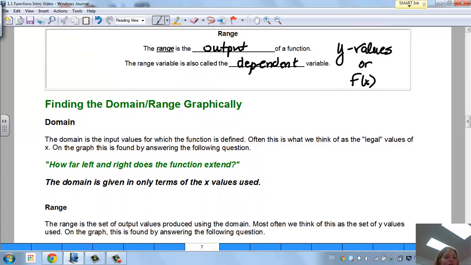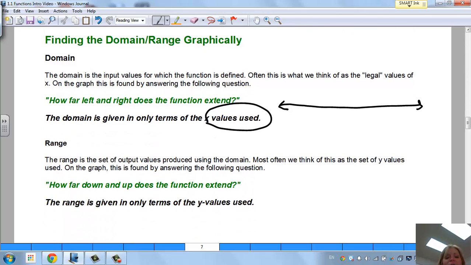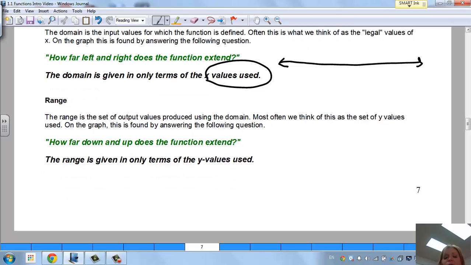Now, when you find the domain and range graphically, basically you're looking at how far left and right it extends, because you're looking at the x-axis because it has to do with x's. So you're looking at how far left and right. The domain is given only in terms of x values. All right. The range is how far up and down the function extends, so you're looking at the y-axis because it's your y values that are used.